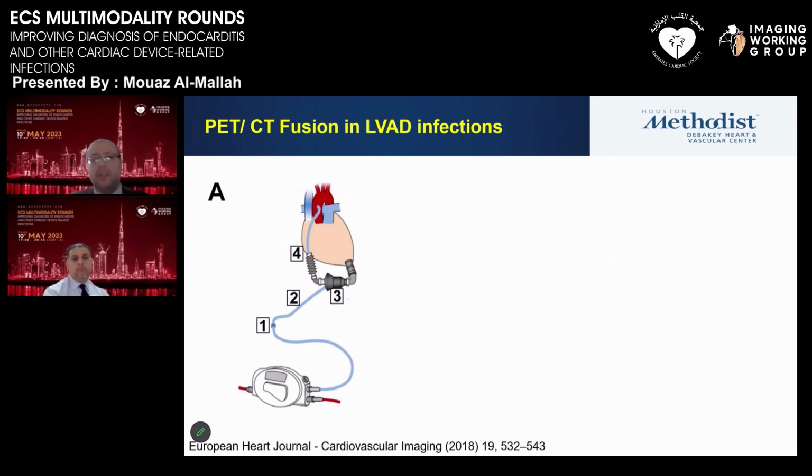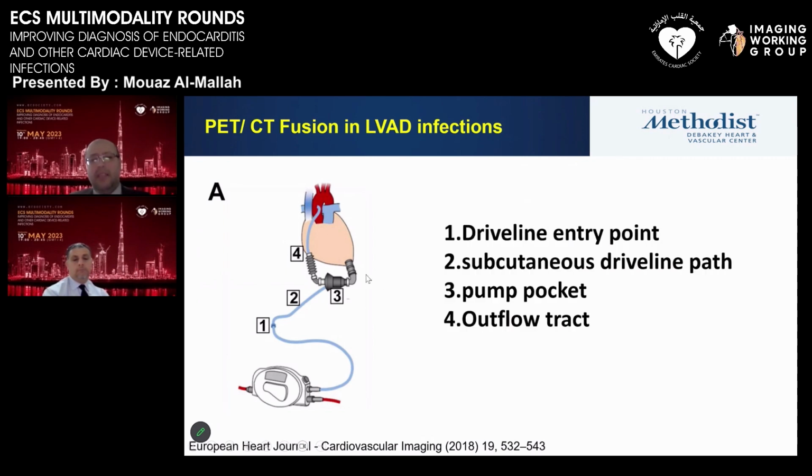And finally, with LVAD infections, and I know that you guys are starting to put some of these in the United Arab Emirates. As you know, some of the causes of death of these patients are either bleeding, thrombosis, or infection. So the infection in an LVAD could happen at multiple sites. It could happen in the driveline, at the entry point, in the device itself, or in the outflow cannula. So with PET, we are able to look at these very well and assess these: the pump, the driveline, the entry point, and the outflow track.